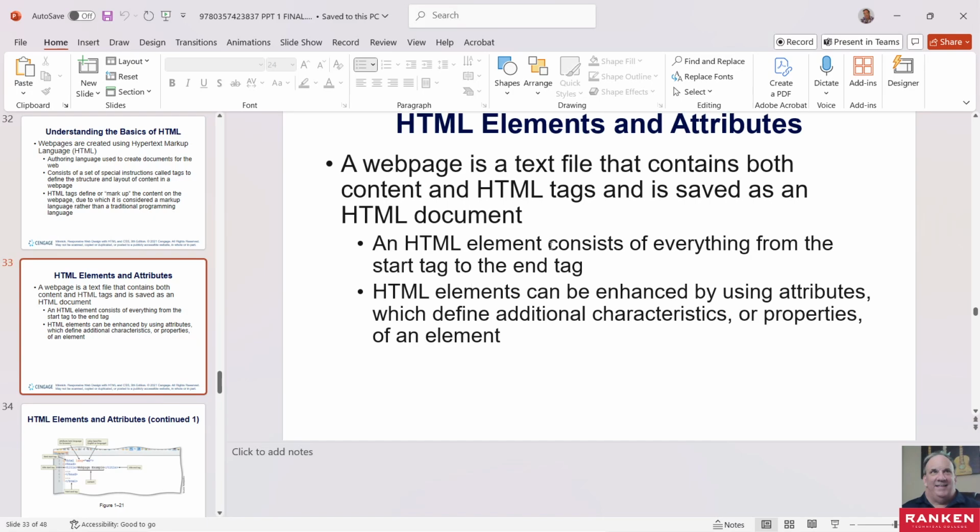So an HTML element consists of everything from the start tag to the end tag. That's your element. We'll get into that later. We'll see an example here. And HTML elements can be enhanced by using attributes, which define additional characteristics or properties of an element. Okay.